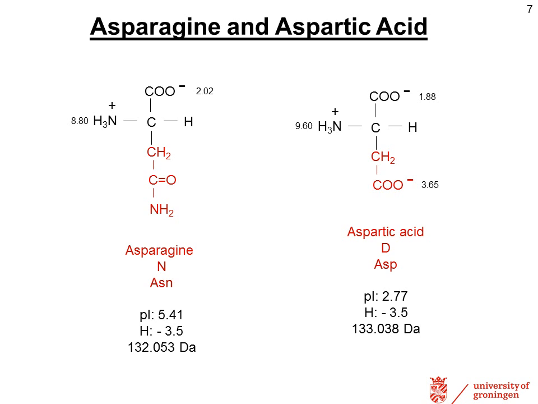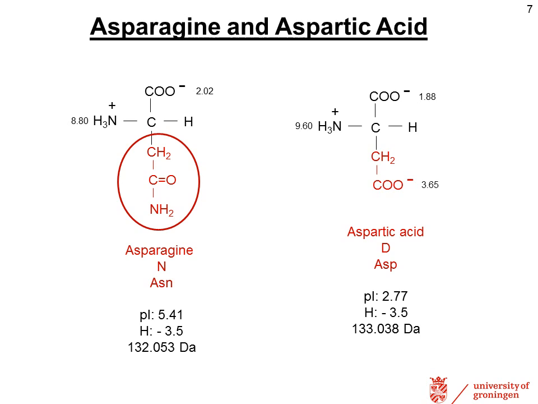To this end, we need to go back to the chemistry of the amino acids, and notably the amino acid asparagine and aspartic acid. It's been known for quite a while that asparagine can be converted to aspartic acid under certain conditions by a chemical reaction called deamidation. What does this imply? If you look on the left side, asparagine has an amide group in the side chain. This makes it a neutral side chain and gives it a pI of 5.41.